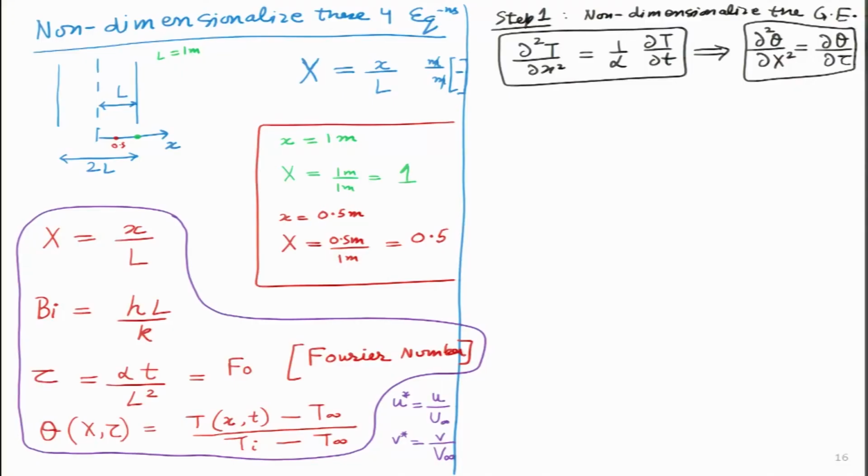So, how do we start? The hint is that we will use all these 4 non-dimensionalized factors over here. I am going to make use of capital X, Biot number, tau as well as theta. So, how do I start? The first way that I will start is, maybe I will use this 4th equation over here. I will use this equation for theta.